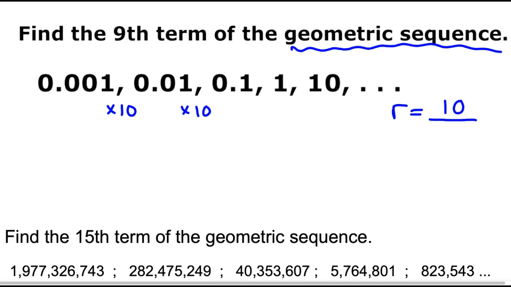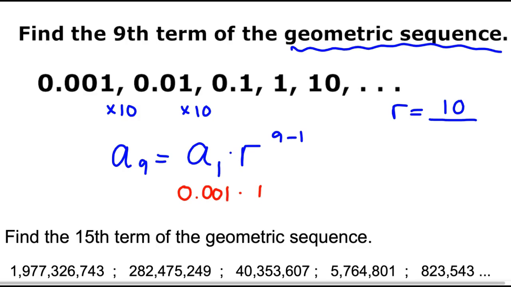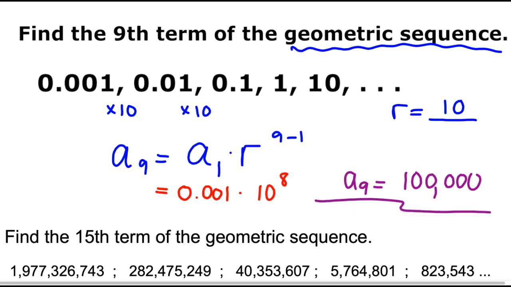So if you want to find the 9th term, we go a sub 9 is equal to a sub 1 times r to the 9 minus 1. But we know r now, and we know a sub 1, so we can substitute those in. 0.001 times 10 to the 8th. 10 to the 8th means it moves the decimal 8 places to the right, which would add 5 zeros on to the end, giving us a value a sub 9 of, I believe, 100,000.